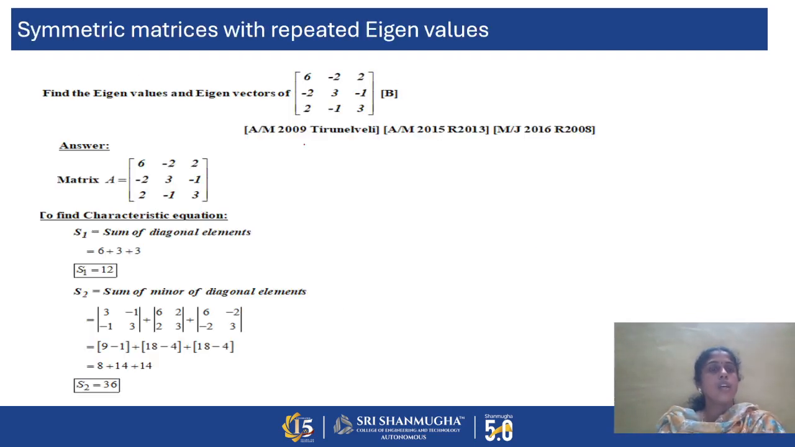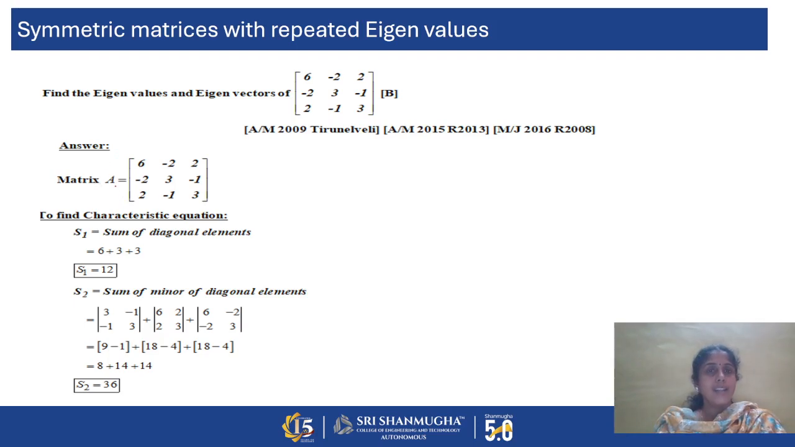The question, when you observe: find the eigenvalues and eigenvectors of the matrix 6 minus 2 2, minus 2 3 minus 1, 2 minus 1 3. So 6 minus 2 2 is the first row, and the first column is also the same. The second row is minus 2 3 minus 1, and the second column is also the same. Okay, so let me go with the answer of this problem.